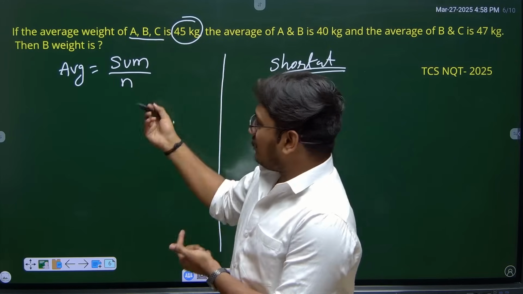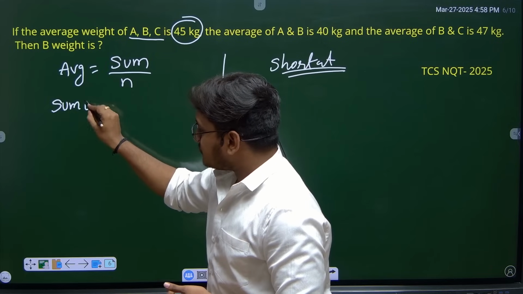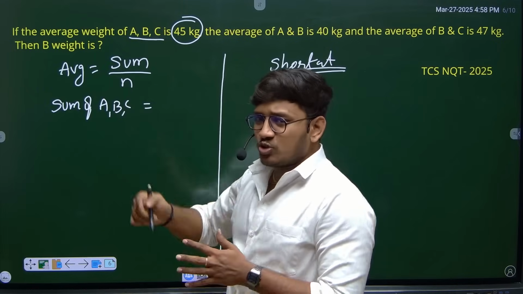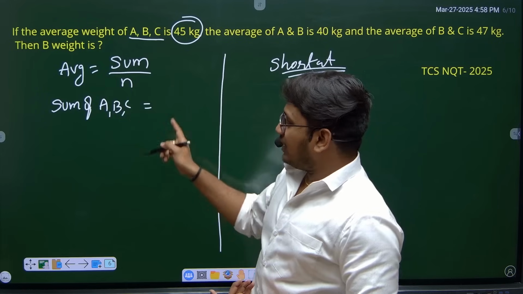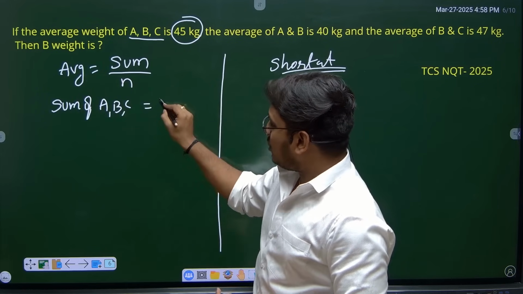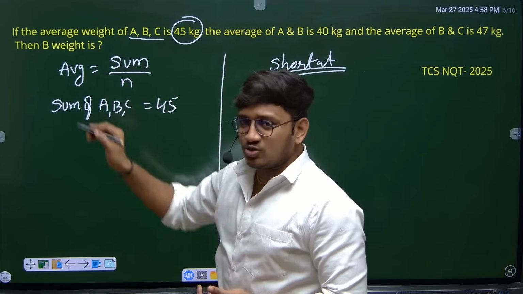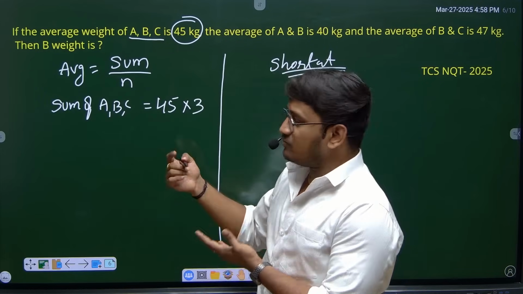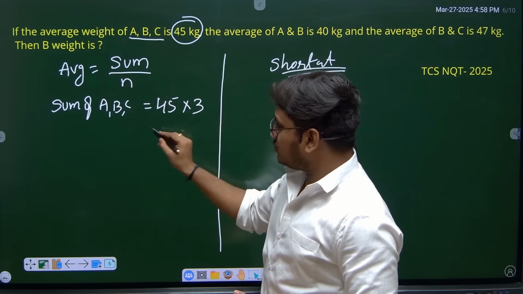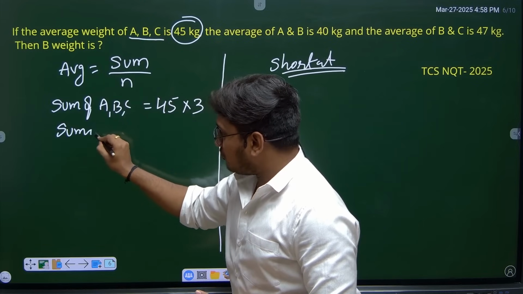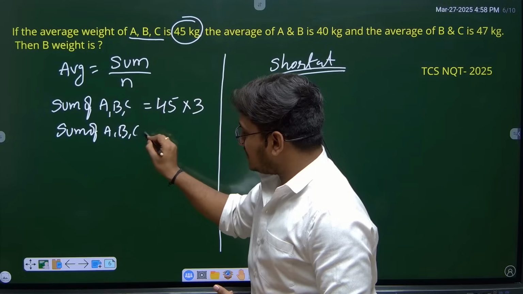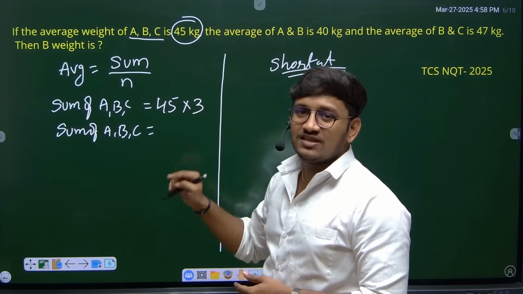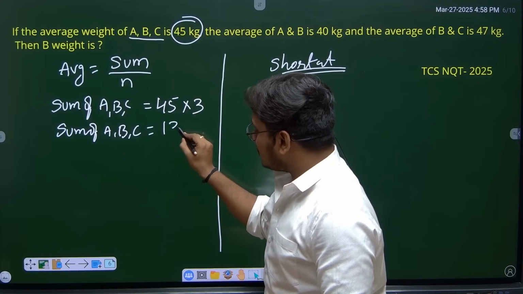Now can I substitute the values here? We are not sure about the sum of A, B, C, but we are sure about the average, which is 45. If I take the n to the other side, it becomes into 3, because A, B, C are 3 members. So 45 into 3. Now I can write the sum of A, B, C is equal to 45 times 3. 40 3s are 120, 5 3s are 15. So 120 plus 15 is 135.